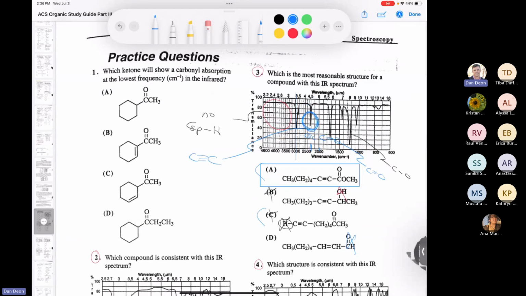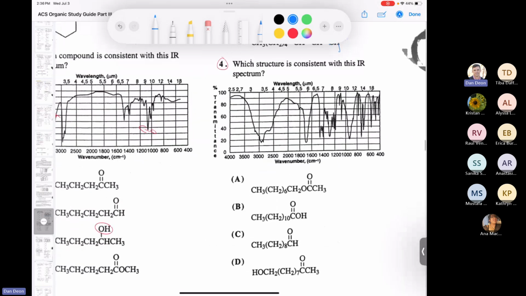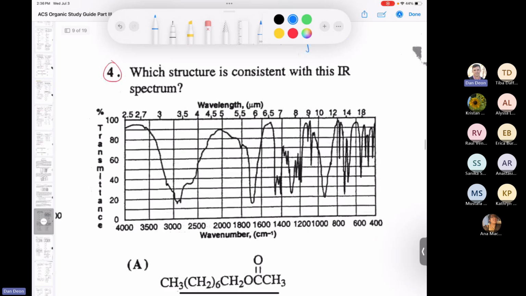Number 4, any low-hanging fruit in this one? Does anybody recognize any functional groups in number 4? I'll zoom in on the spectrum. Any functional groups? And again, there's no trick questions in here. Any functional groups in here that anybody recognizes?